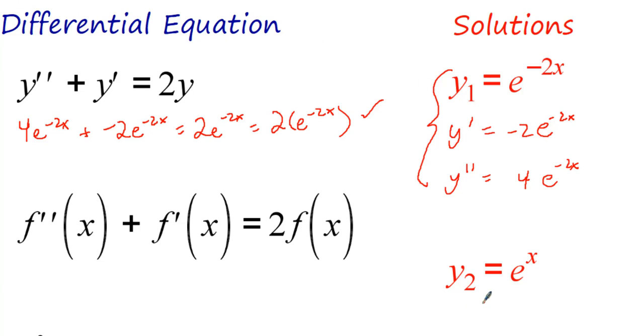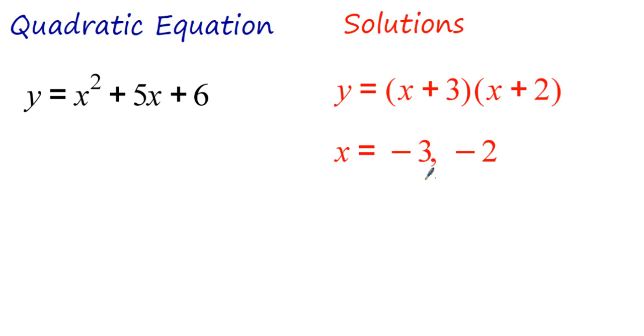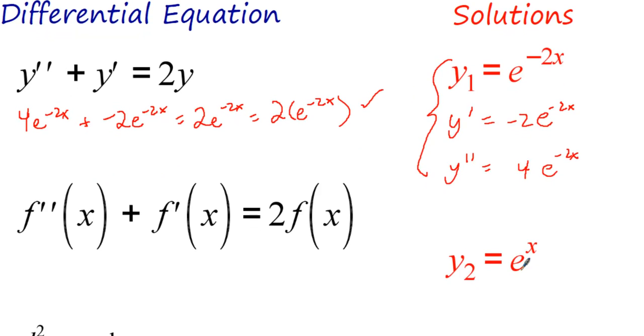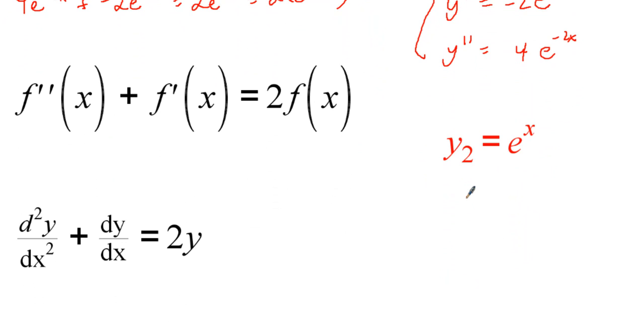Well, what about this? Could e to the x be a solution? Because remember, in our quadratic, not only was negative 3 a solution, we plugged in negative 3 squared plus 5 times negative 3 plus 6, and we get 0. And when we put negative 2 in, we get 0 as well. These were both solutions. So could there be another solution for this differential equation? I don't know. Let's check. Let's take a look at the first derivative of this y2, which is e to the x, and the second derivative of y2, which is e to the x.